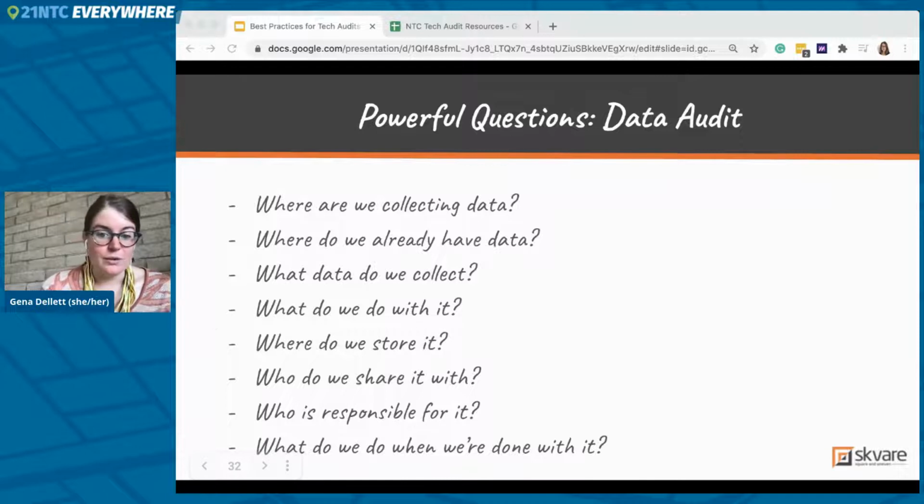So where are you collecting data? I mean, this is all of your systems. These are all the paper forms that maybe your different client managers are using. Where do those forms go? Does information in some of those forms get logged into one system or multiple systems? Does information in some of those forms never get logged anywhere and it just stays in the paper version?